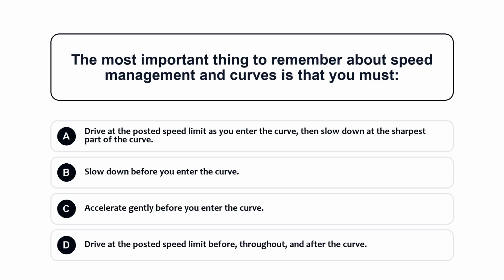Question 4. The most important thing to remember about speed management and curves is that you must Option A, drive at the posted speed limit as you enter the curve, then slow down at the sharpest part of the curve. Option B, slow down before you enter the curve. Option C, accelerate gently before you enter the curve. Option D, drive at the posted speed limit before, throughout, and after the curve.